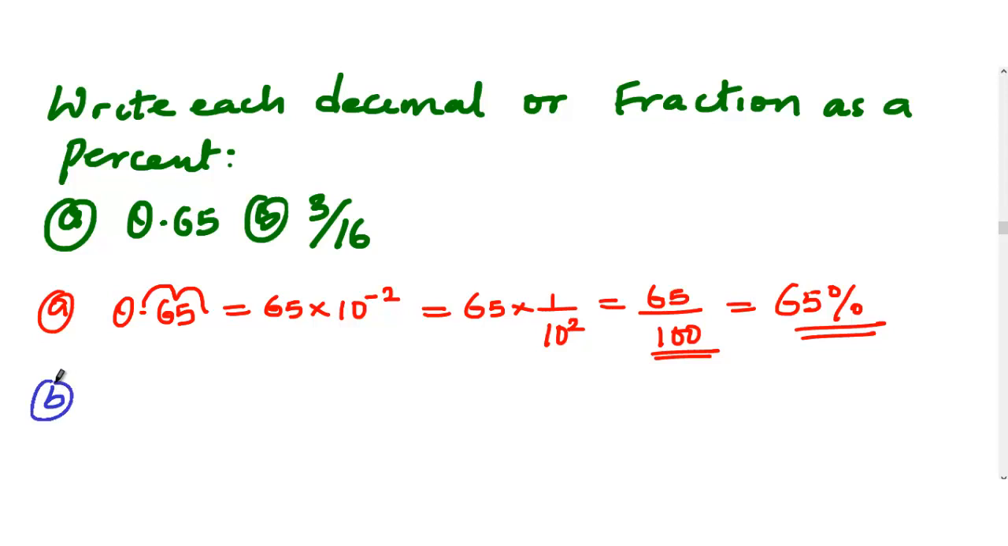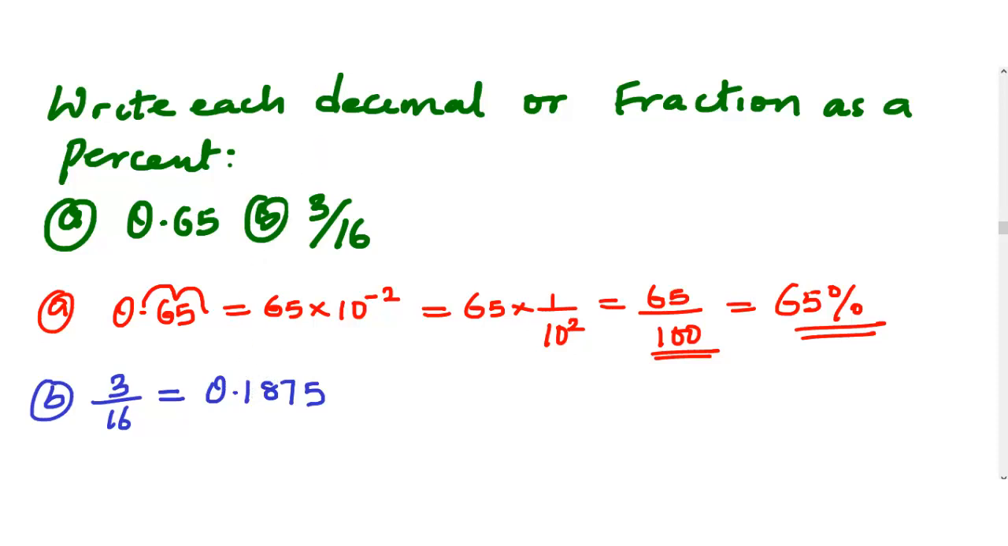Then for B, we have 3 over 16. So we want to take it to what? To percent. The first thing is to express 3 over 16 in decimal. And 3 divided by 16 in decimal gives us 0.1875. 0.1875.